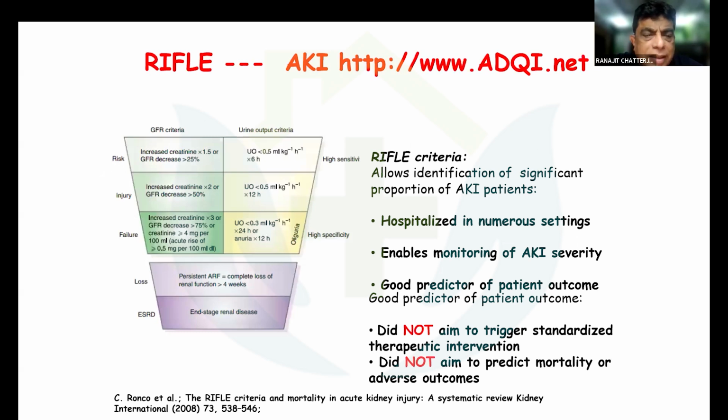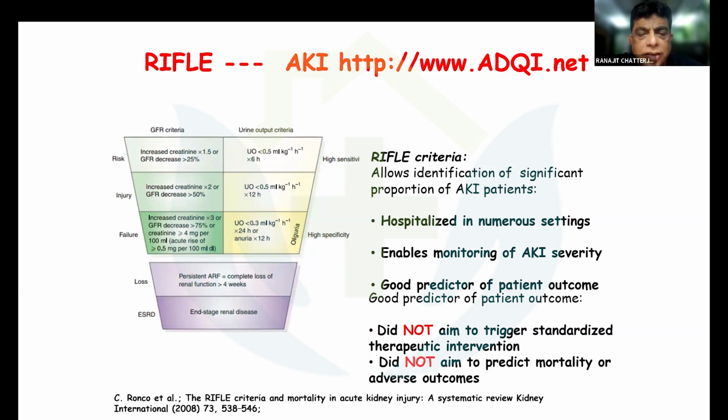So we'll come to RIFLE criteria. You see, the upper risk, injury and failure. The upper risk is highly sensitive. When it comes to failure, the specificity increases. This is a criteria where creatinine, urine output, and glomerular filtration rate have been taken as criteria for acute kidney injury. So GFR decrease more than 25%, GFR more than 50%, or GFR more than 75%, or rise in creatinine from 1.5 to 2 to 3. This is risk, injury and failure. Urine output accordingly is less than 0.5 ml per kg per hour for 6 hours or 12 hours, less than 0.3 ml per kg per hour for 24 hours, or anuria for 12 hours.